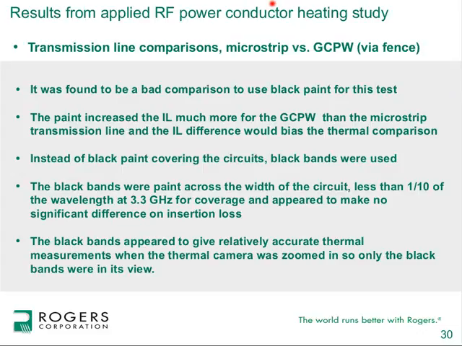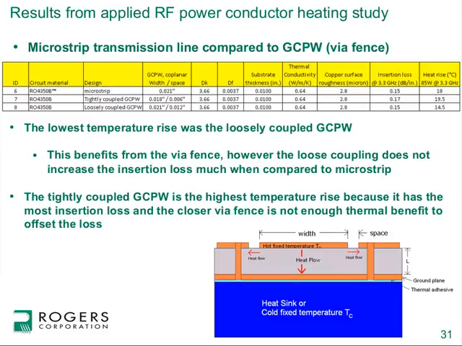So what I did is some experiments with black bands. I left the circuits as bare copper, and then I found the high temperature area of the circuits, and then I just put black bands in the area of the high temperature, and I made sure these black bands going across the circuit were no more than 1/10 the wavelength at 3.3 gigahertz. And it really appeared not to make any difference on insertion loss, which is good. So the testing on the next slides is much more real life, where the effect of the black paint really isn't coming into play. And I was able to do some measurements between microstrip and grounded coplanar and check out if this via fence really is advantageous. And it turns out that it is advantageous.